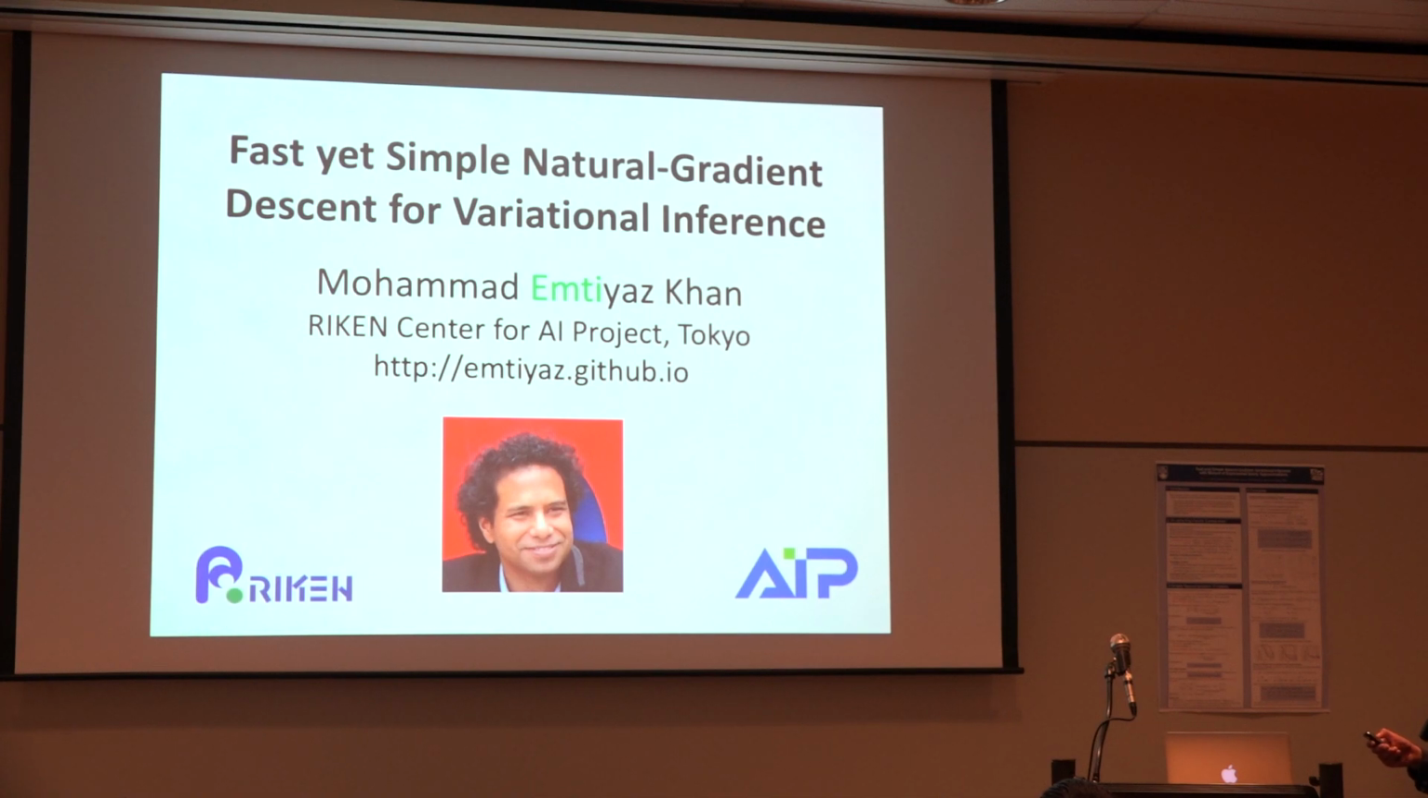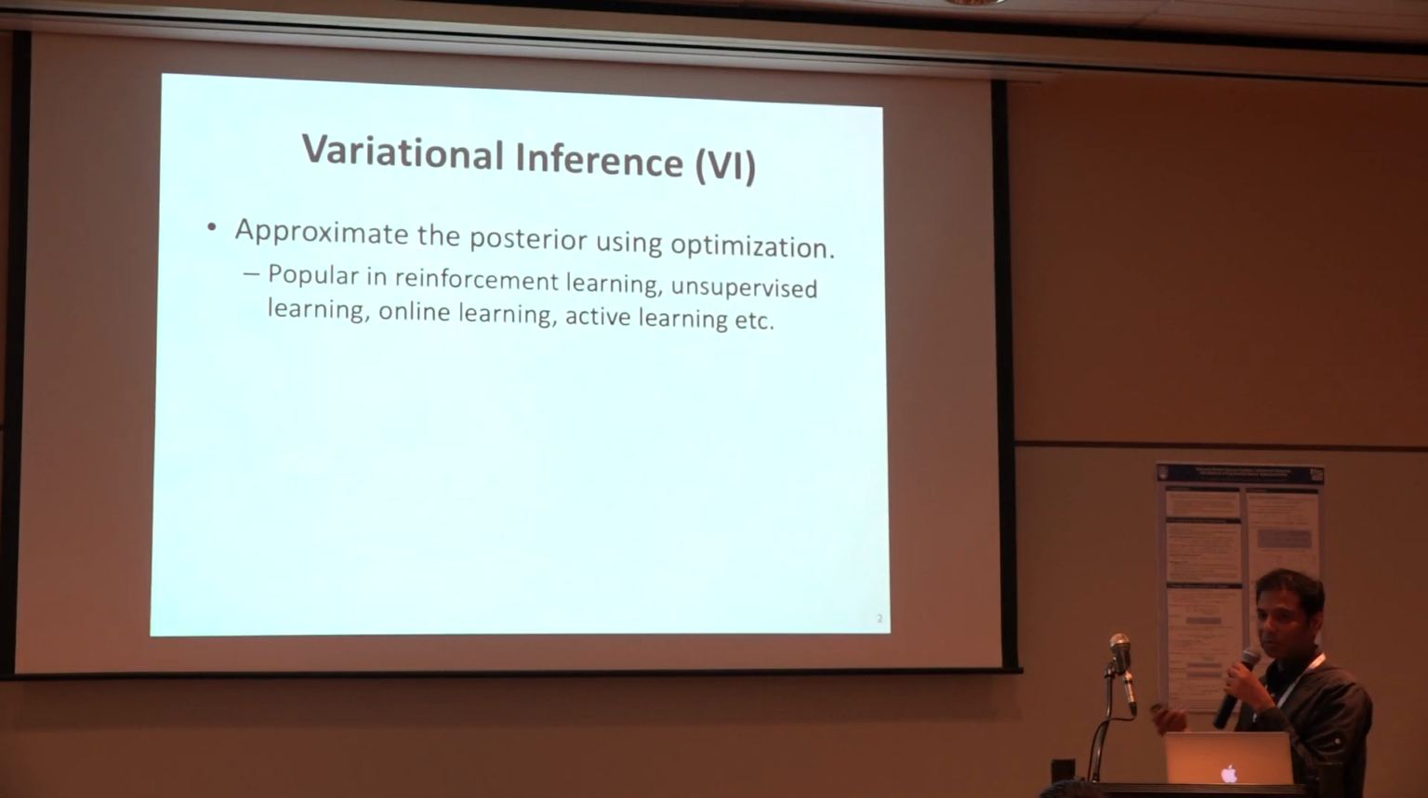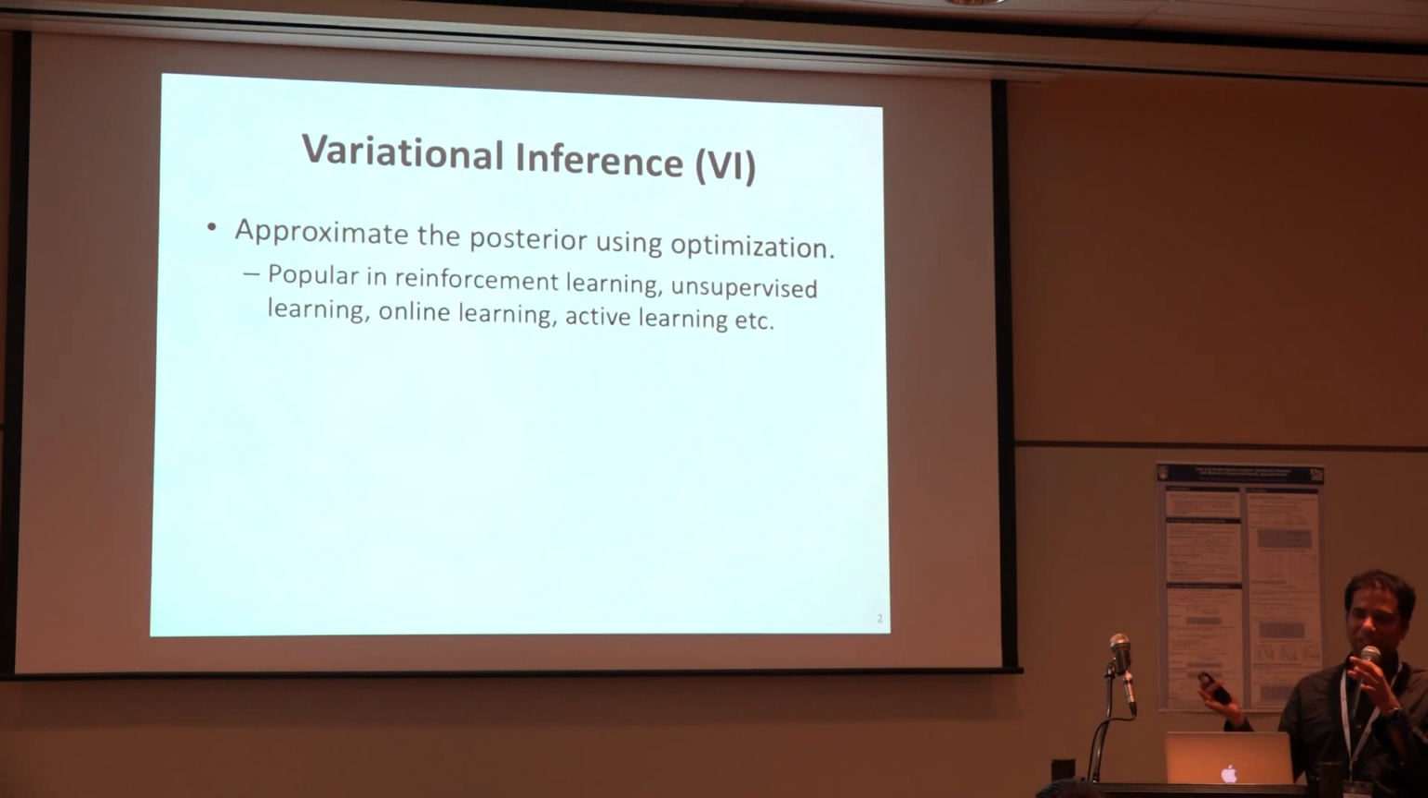So today I'm going to summarize some of the work that we have done in my team in the last 2-3 years. I'm going to talk about fast yet simple natural gradient descent for variational inference. The goal of variational inference is to approximate the posterior distribution by using an optimization algorithm. And this strategy has been extremely popular in many subfields of machine learning, and it's been used quite a lot.